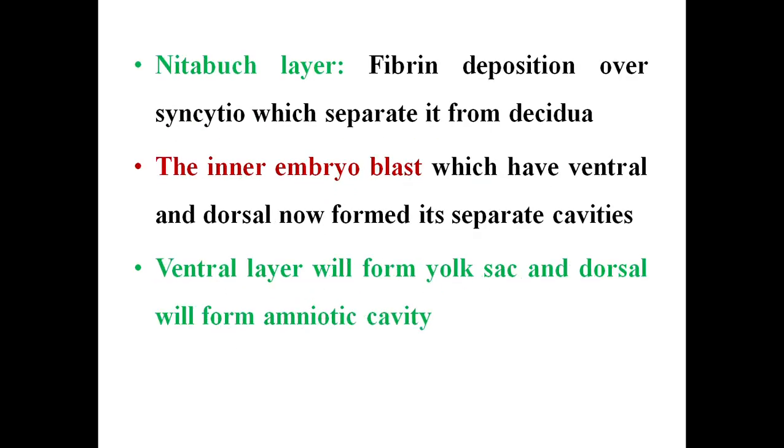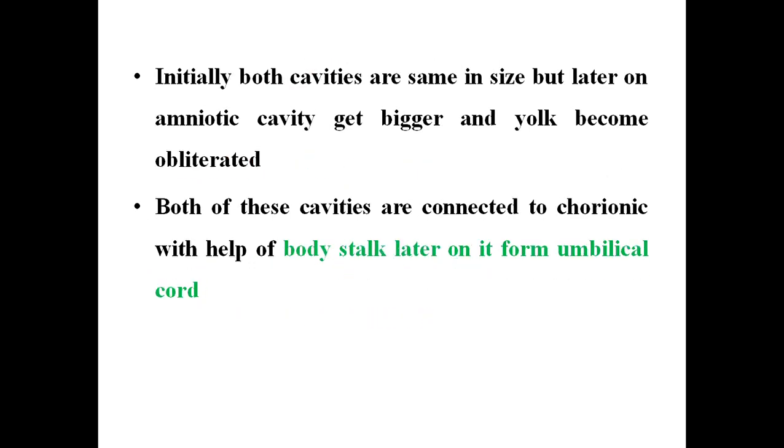Next is the Nitabuch layer, a fibrin deposition over the syncytiotrophoblast, which separates it from the decidua. The inner embryoblast, which has ventral and dorsal layers, now forms separate cavities: the ventral layer will form the yolk sac and the dorsal will form the amniotic cavity. Initially both cavities are the same size, but later the amniotic cavity becomes bigger than the yolk sac. Both cavities are connected to the chorion with the help of the body stalk, and later that body stalk will form the umbilical cord.